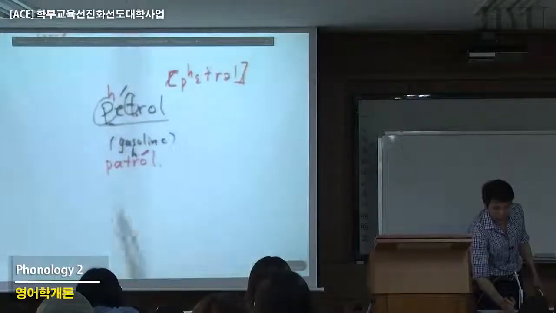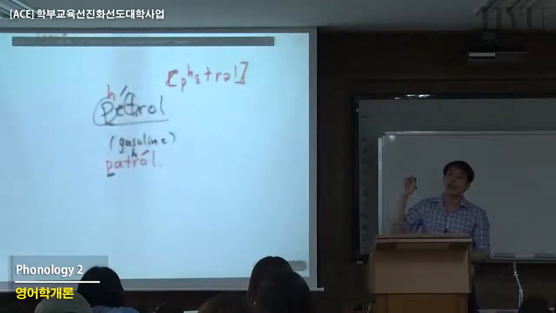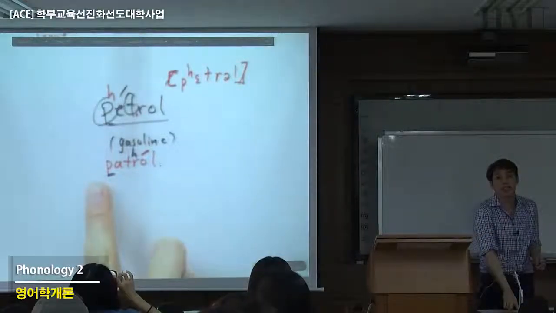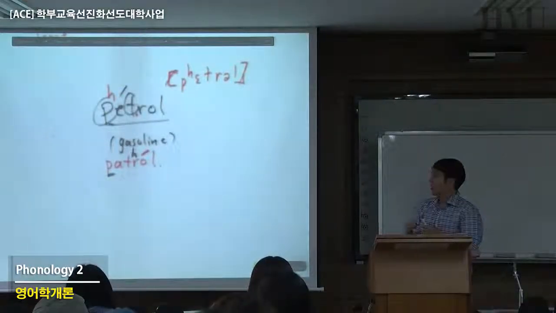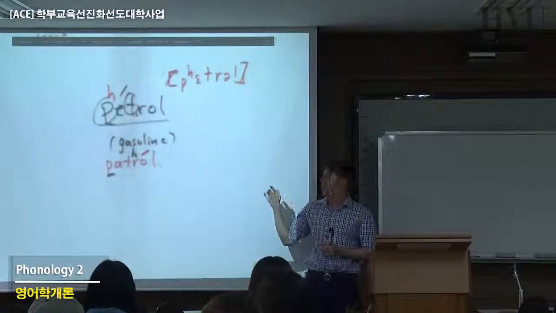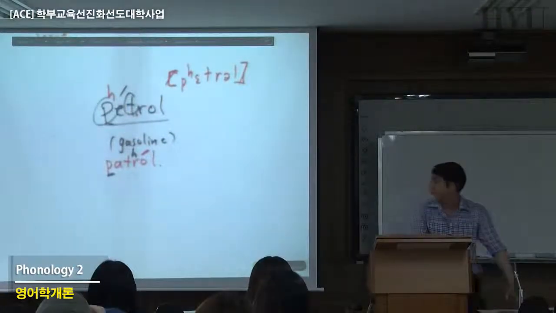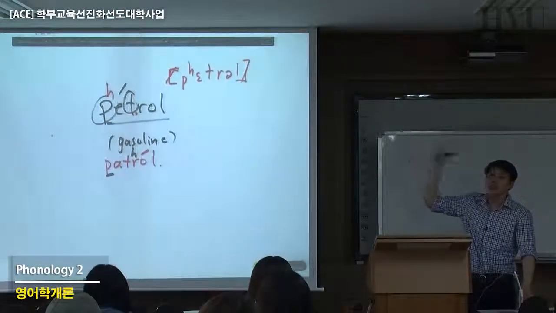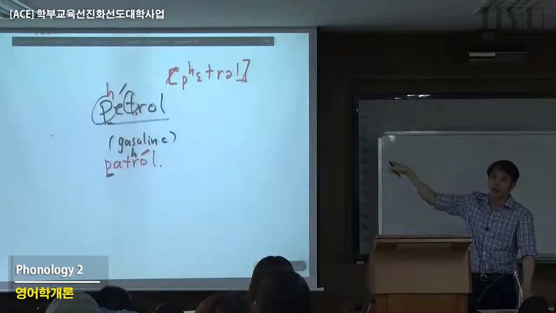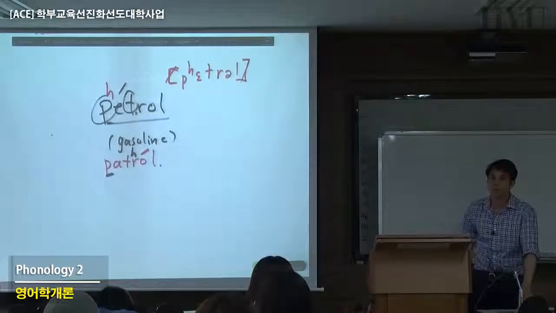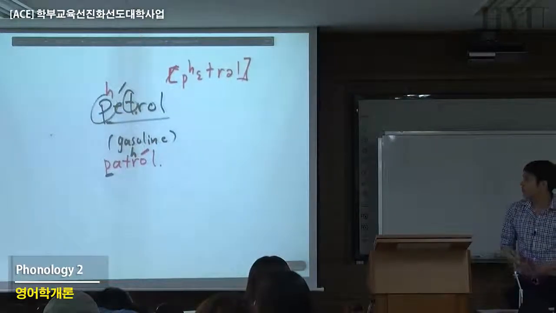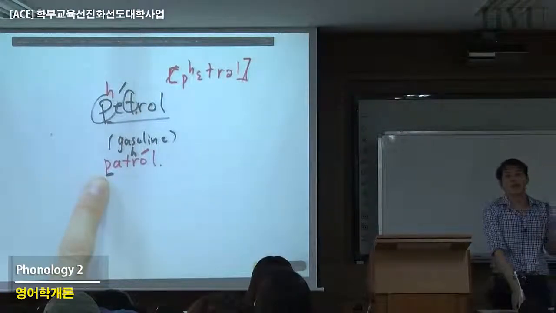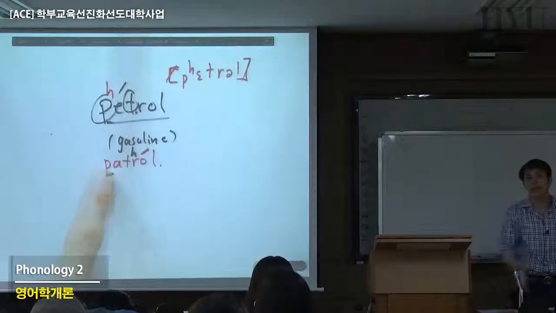Okay? And this one will receive less aspiration or even no aspiration, even though it's initial, because it's not stressed, okay? So if it's not stressed, then you have the unaspirated P, okay? So you see the difference between the stressed one, petrol, and patrol, right? There's less aspiration in P, almost as if there's no aspiration at all.